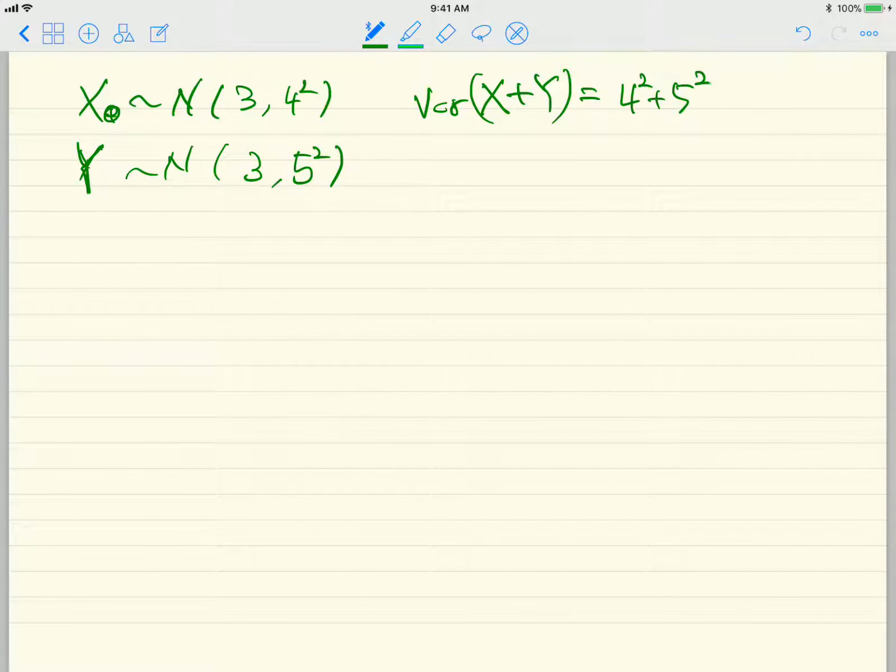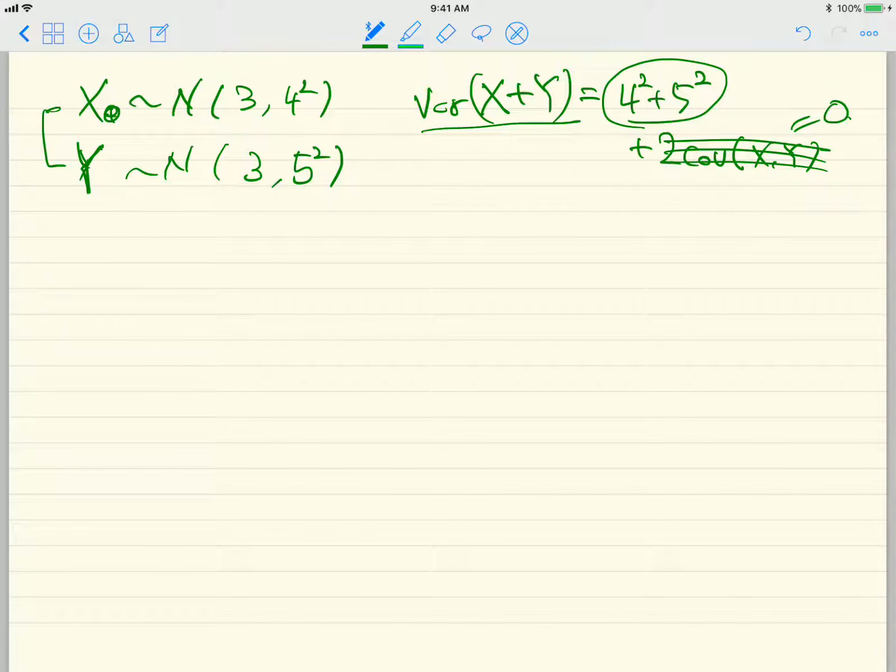It's 4 squared and 5 squared. And at the same time, we need this term as well, right? But if x and y are independent, then this part will be gone. This part will be 0. And thus, the sum of these two variables will have this variance: the sum of the two variables' variances.